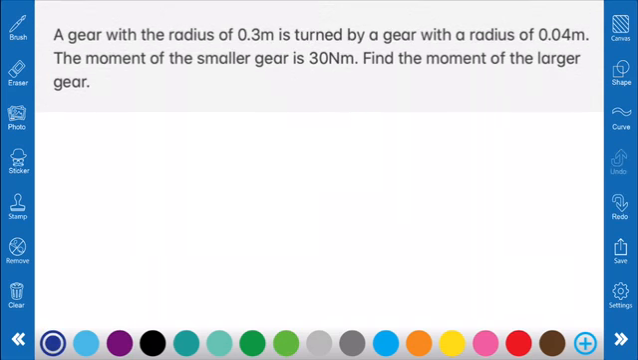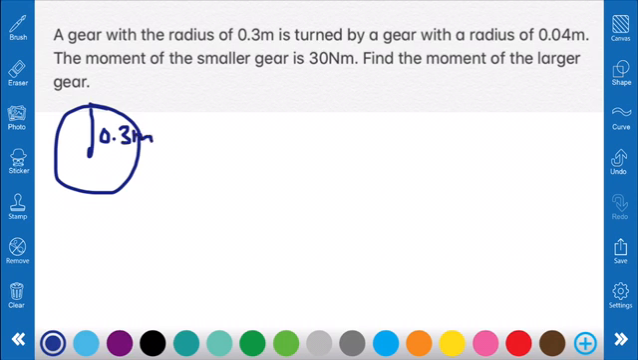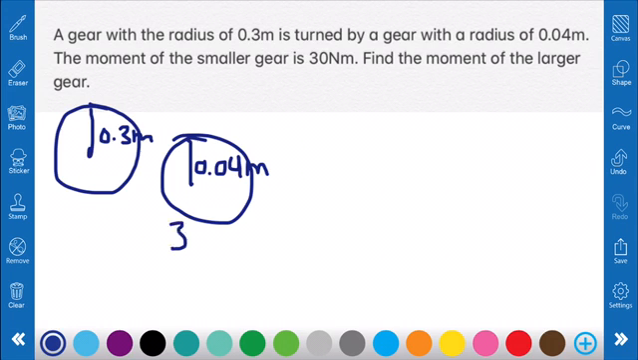2. A gear with the radius of 0.3 m is turned by a gear with a radius of 0.04 m. The moment of the smaller gear is 30 Nm. Find the moment of the larger gear.